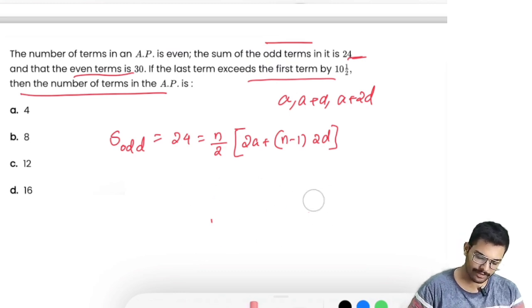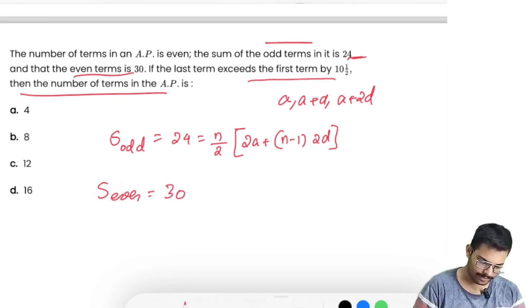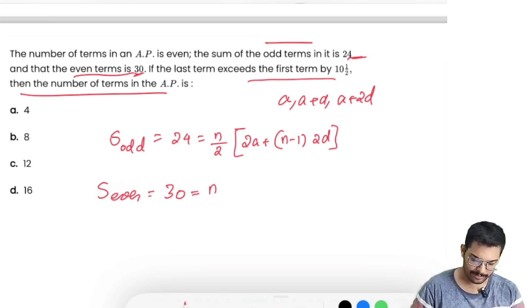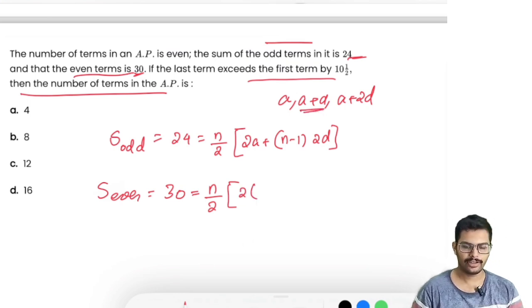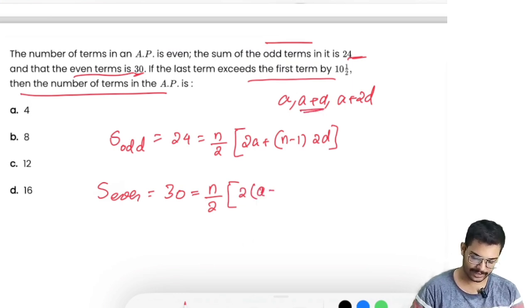Now, what is the sum of all even terms? The sum of all even terms is 30. Then the sum of all even terms is n by 2 into 2 times the first term, and the first even term is a plus d, plus n minus 1 into the common difference, which here also is 2 times d.